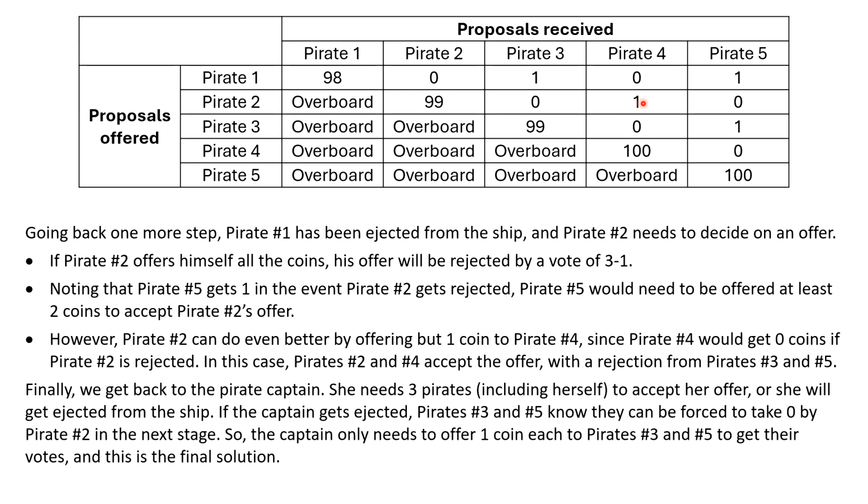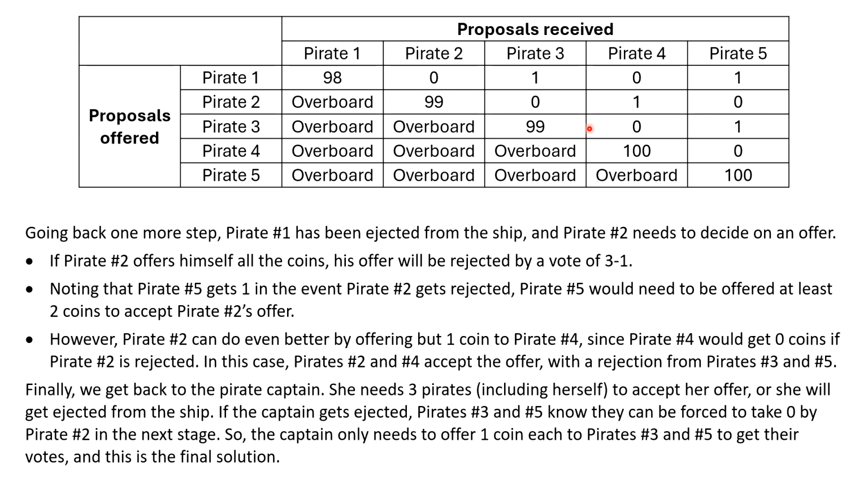pirate 4 is going to vote for it, because if he votes to throw pirate 2 overboard, it reverts to this case here. And in this case here, pirate 4 gets 0. So even though it's not a good choice, it's the best he could do. So pirate 4 will vote for this 1 coin, which is better than 0. And then, of course, 3 and 5 will vote against the proposal, but you only need 50%. So that's what would happen in this case here.